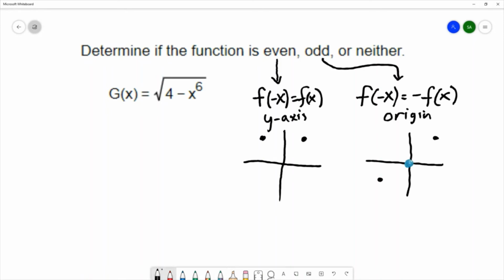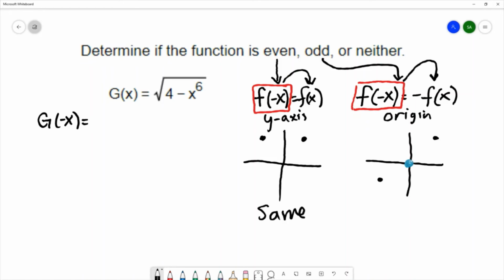So for us to figure out if this function is even or odd, I'm going to do a calculation, and you'll notice in both definitions we use f of negative x as a part of the definition. So I'm going to do the calculation g of negative x so that I can compare whether our function matches this definition, which is when f of negative x equals f of x, or if it matches this definition where f of negative x is negative f of x. I like to think of these as the same and the opposite.